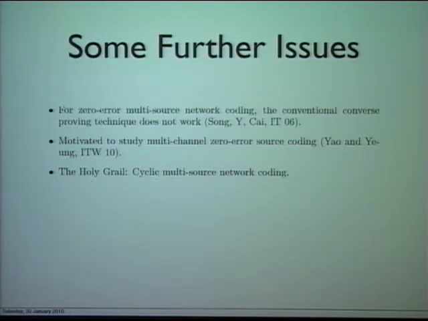Okay, here are some further issues. For the zero-error multi-source network coding problem that was studied by Zhang, myself, and Tan in 2006, the conventional converse proving technique doesn't work. The main idea of the zero-error coding was, as I mentioned, that because the information sources are linearly independent, you use the proxy random variables to generate the codebook. And most likely the vectors that you generate are jointly typical. If they're jointly typical, then everything will go through as expected. But if they're not jointly typical, in order to achieve zero error, you have to take care of them.